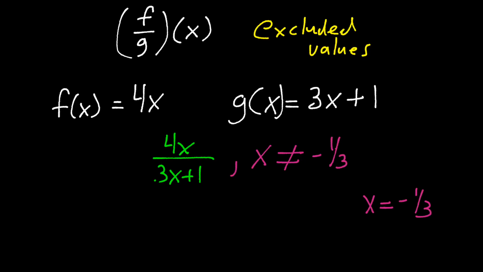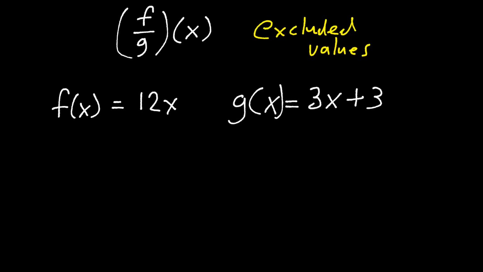Let's try one more to show how sometimes we can simplify this, and then that'll be it for this video. Alright, here we have 12x as the function f of x, and the function g of x is 3x plus 3. We're still doing our division operation, so f divided by g. So let's set it up. We've got 12x on top, and we have 3x plus 3 on the bottom. And we could leave it like this, but it's always best to simplify if we can.